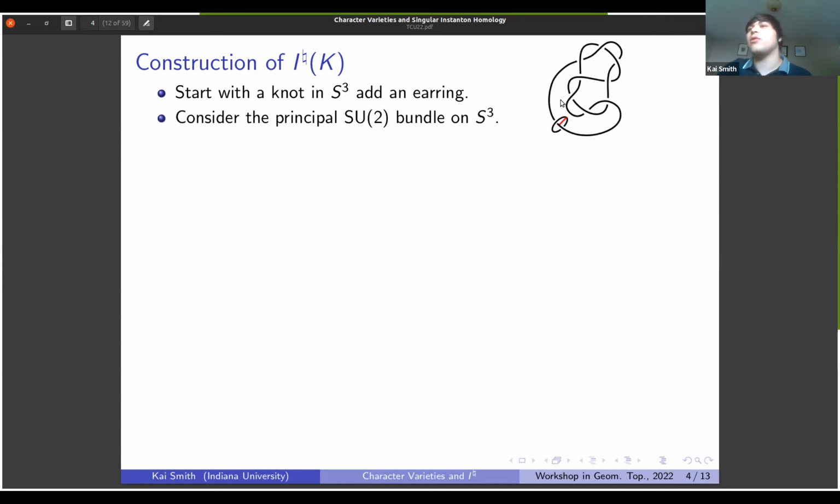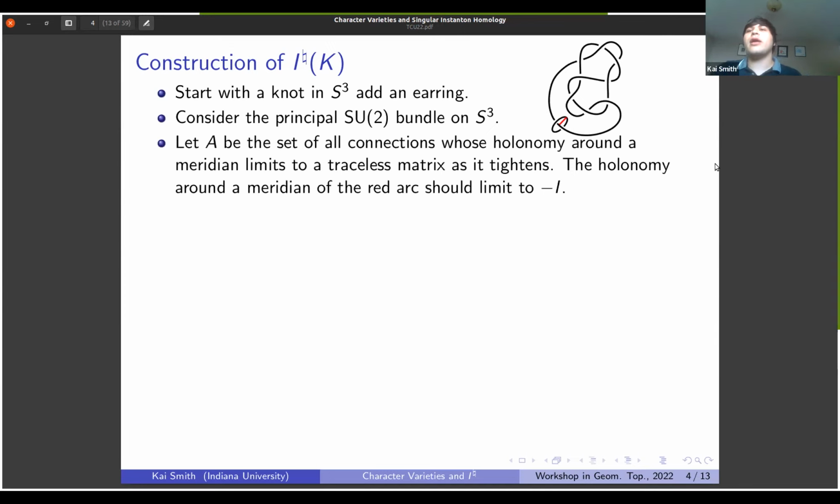So as part of the whole knot, it might look something like this. And in a second, I'll explain why that's there. And so what we're going to want to do is consider the principal SU2 bundle on S3. And we want to look at the set of all connections on this bundle, which are in some sense singular along the knot and earring. And then we want some restrictions on their holonomy.